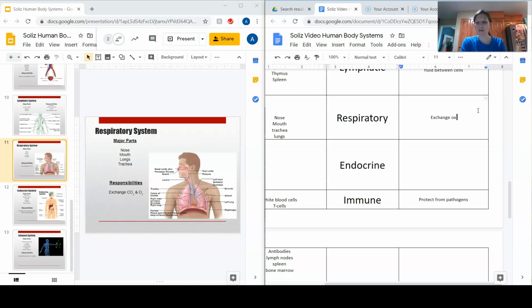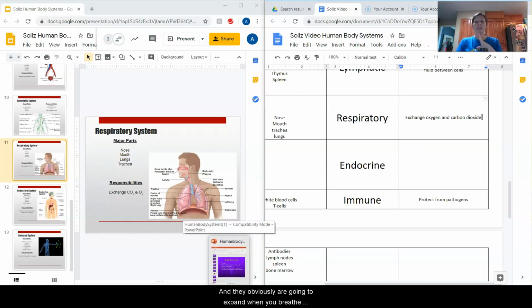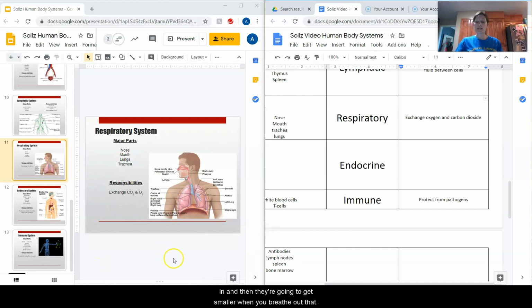Oxygen, and you're going to breathe out carbon dioxide. And so you're kind of doing what we call gas exchange. You're exchanging those gases in the lungs. Now the lungs have lots of different parts. They've got lots of little air sacs in them. And they obviously are going to expand when you breathe in, and then they're going to get smaller when you breathe out.